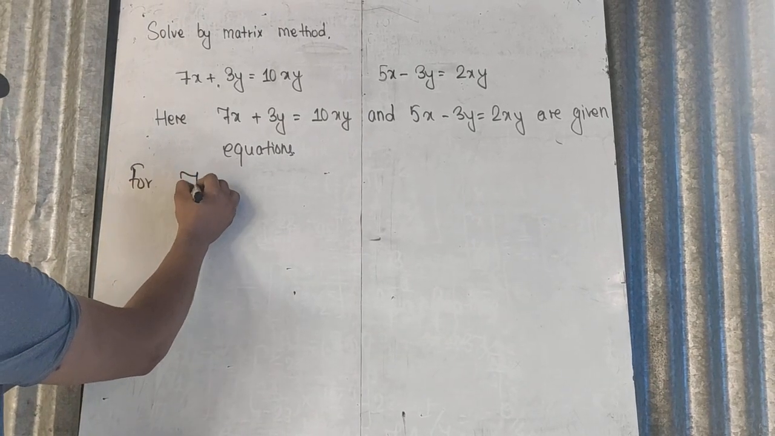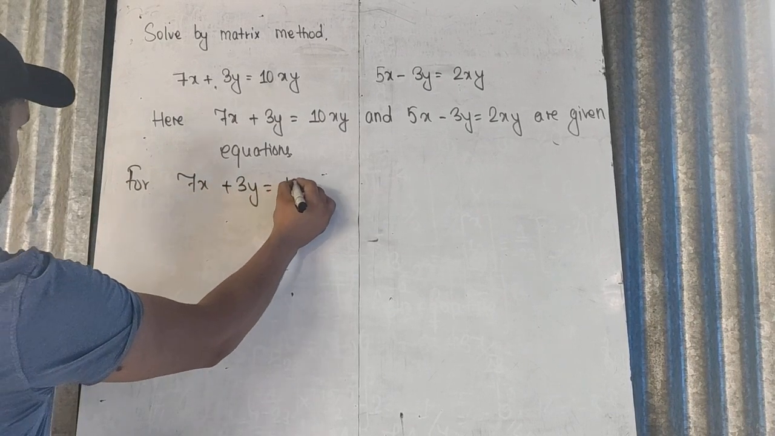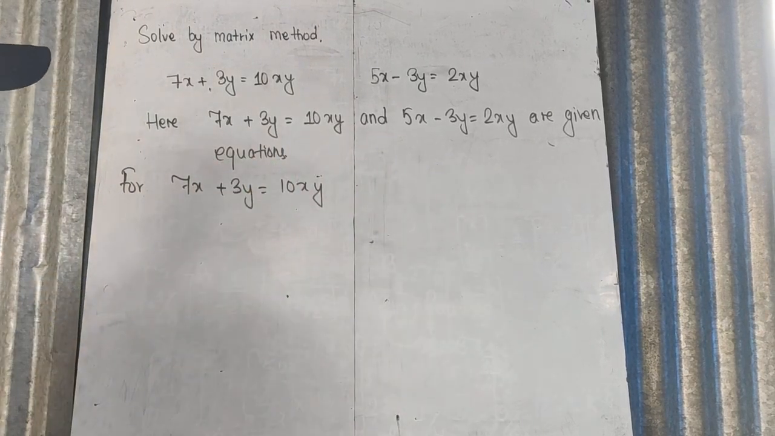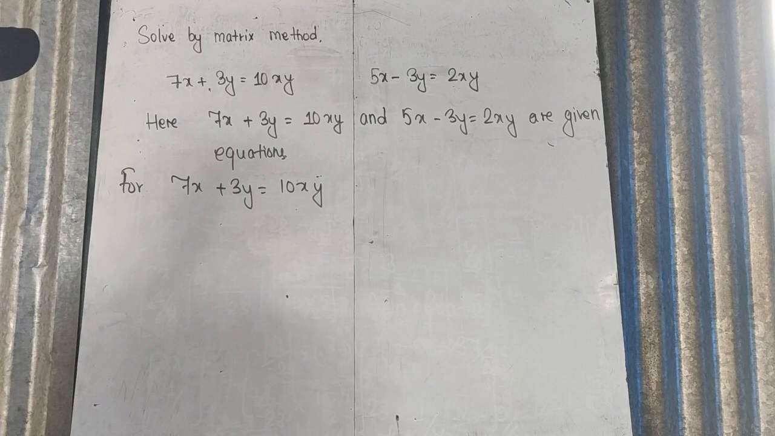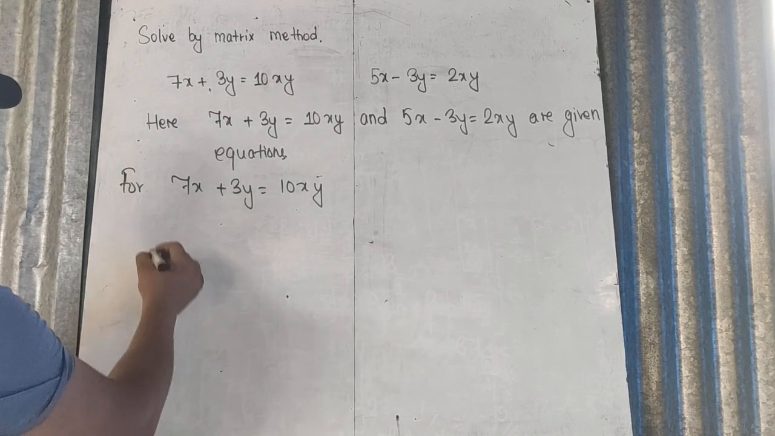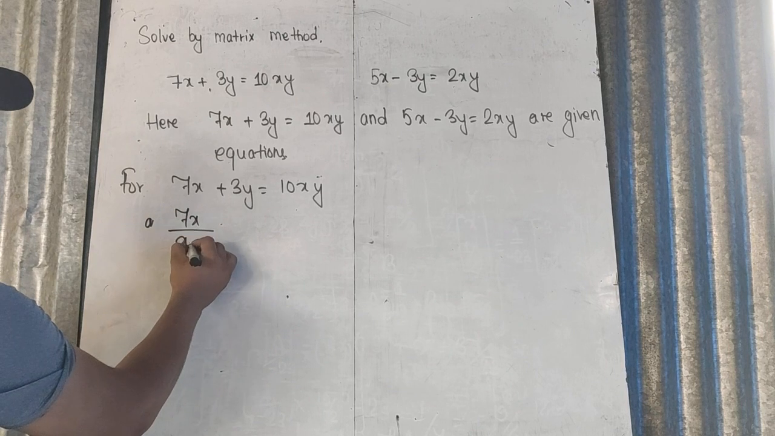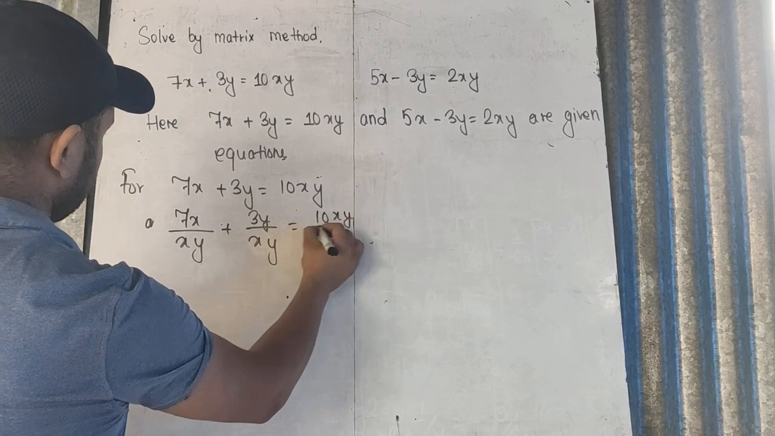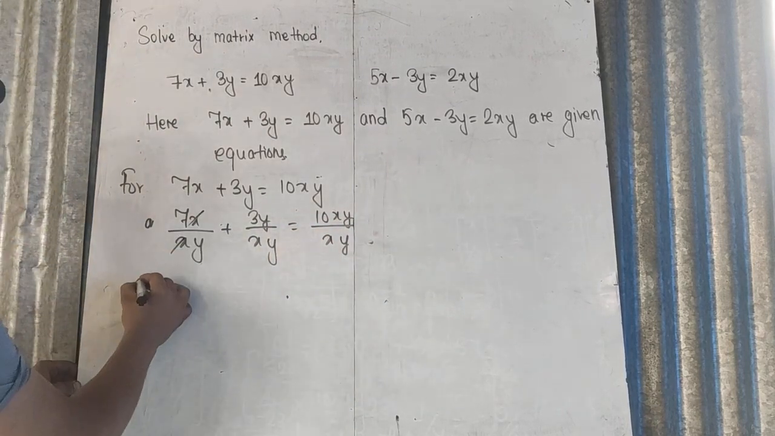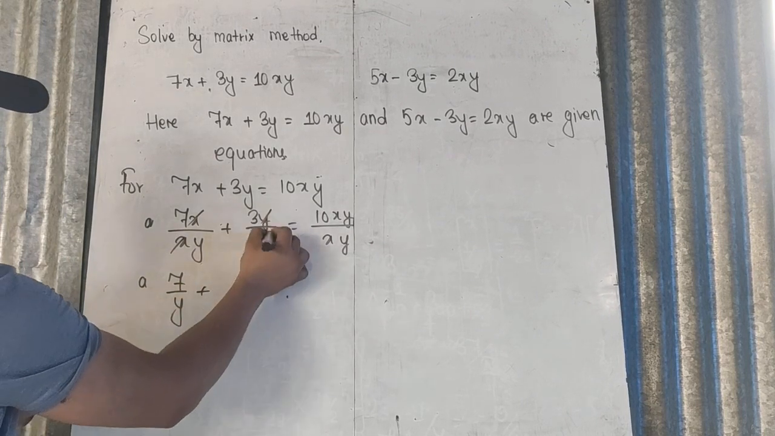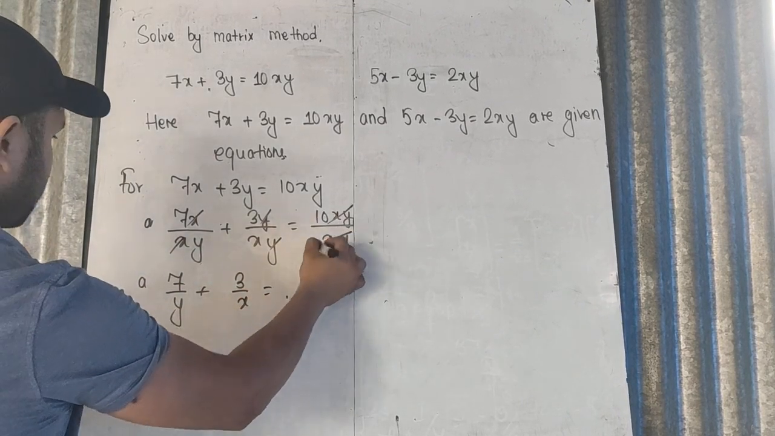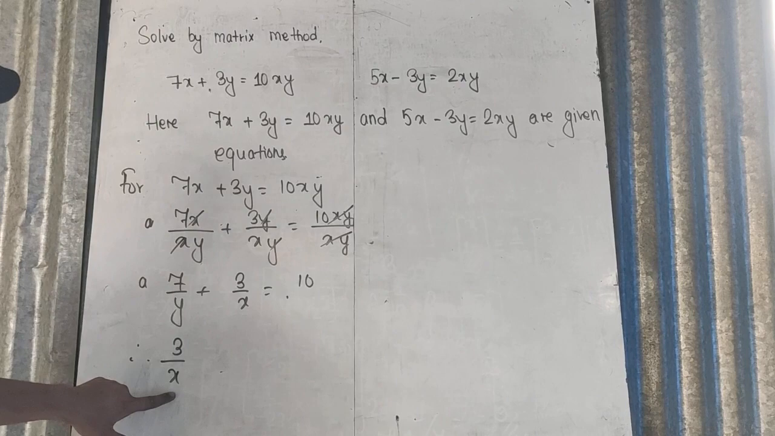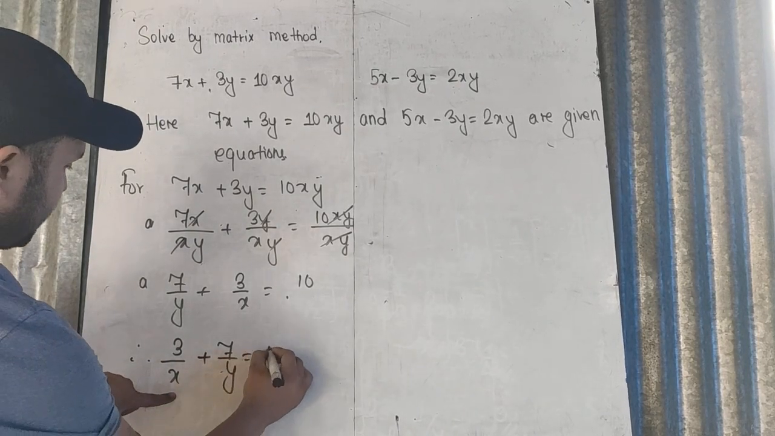For 7x plus 3y equals to 10xy, I'm dividing each of the terms by xy. When you have xy on the right side, x into y, you have to divide each term by xy. So when you divide 7x by xy plus 3y by xy and then 10xy by xy, you get your equation this way. x cancels, so you have 7 by y; y cancels, you have 3 by x equals to, xy cancels, you have 10. Let us write this in order. So 3 by x, writing in order means x first, plus 7 by y equals to 10.